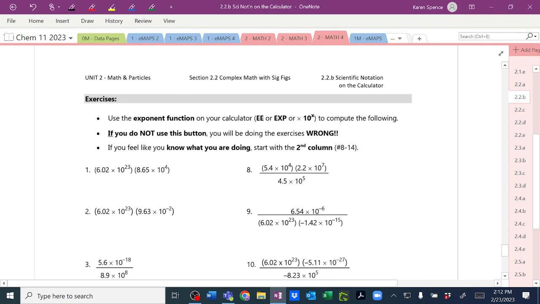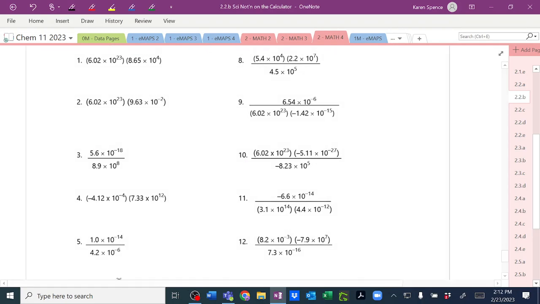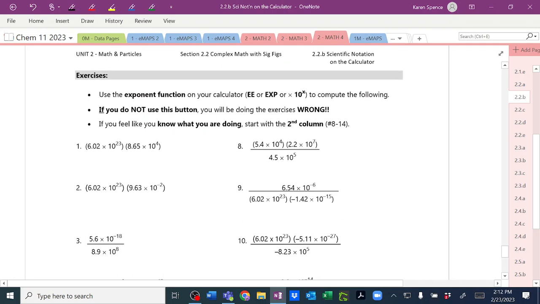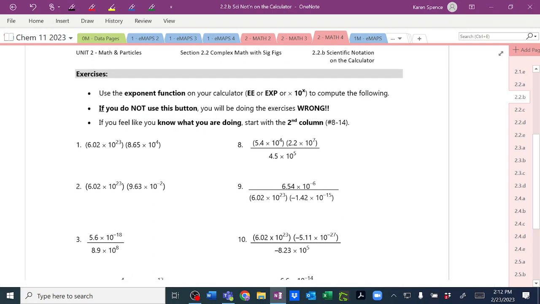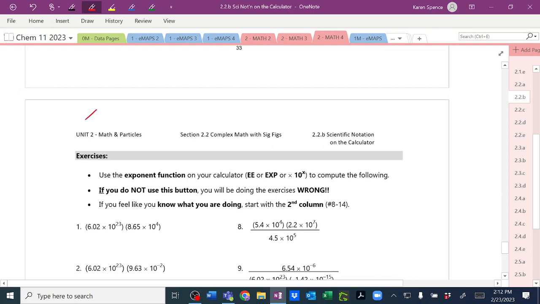I'm going to get you to do these exercises. There's a couple of them. You know what? Just work through them. It won't take you long. Also, make sure you are rounding these to the correct sig figs. What's the rule for multiplying and dividing? Round to the least number of sig figs in the calculation.